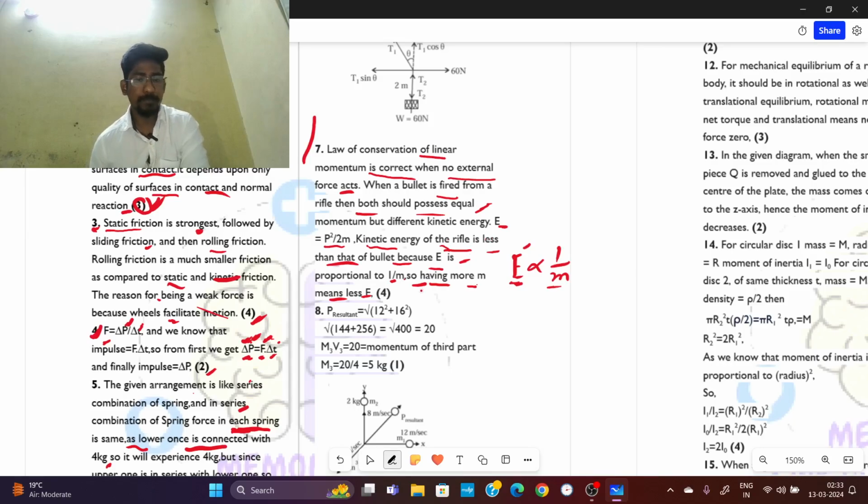Okay, moving on to the next question. The next question states that an explosion breaks a rock into three parts in a horizontal plane.